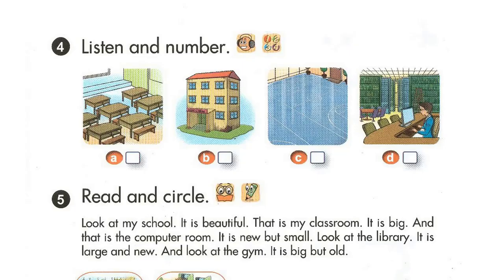Page 49. Lesson 2. Activity 4. Listen and number. 1. Is your school new? No, it isn't. It's old. 2. Is the library big? Yes, it is. 3. Is your classroom big? No, it isn't. It's small. 4. Is the school gym large? Yes, it is.